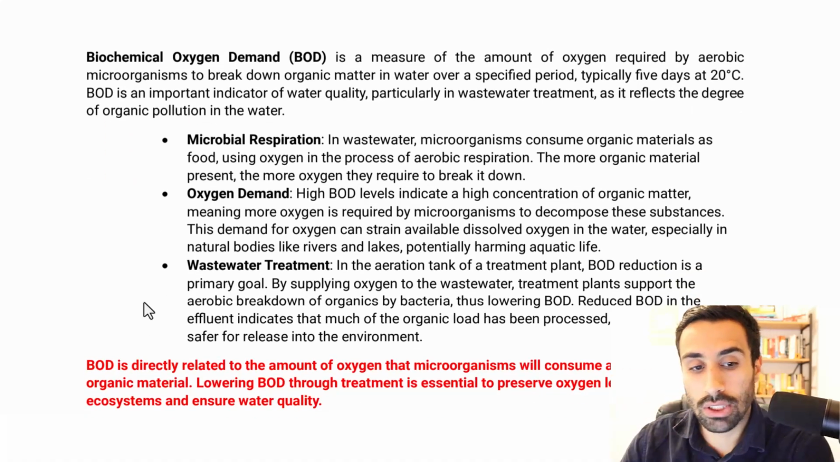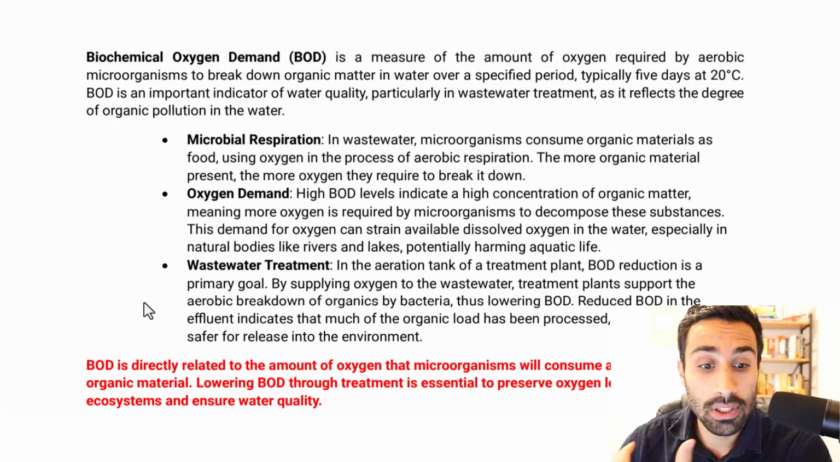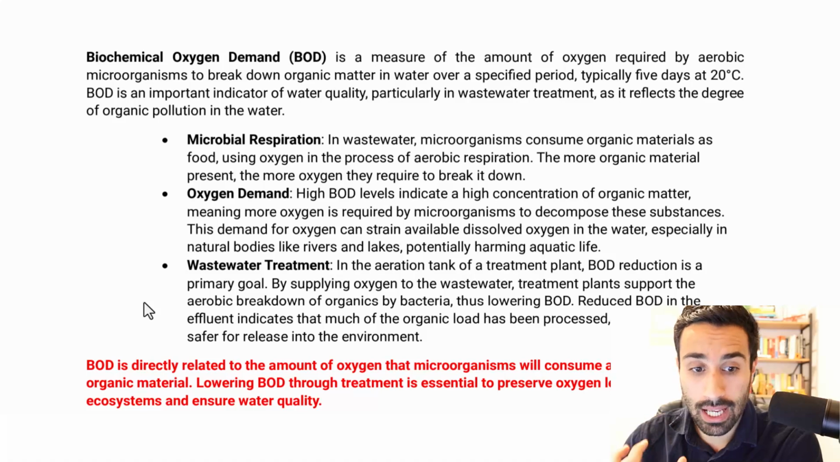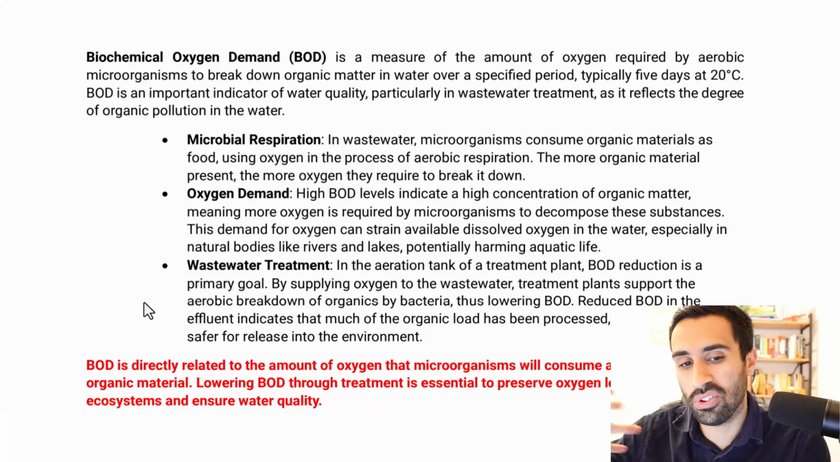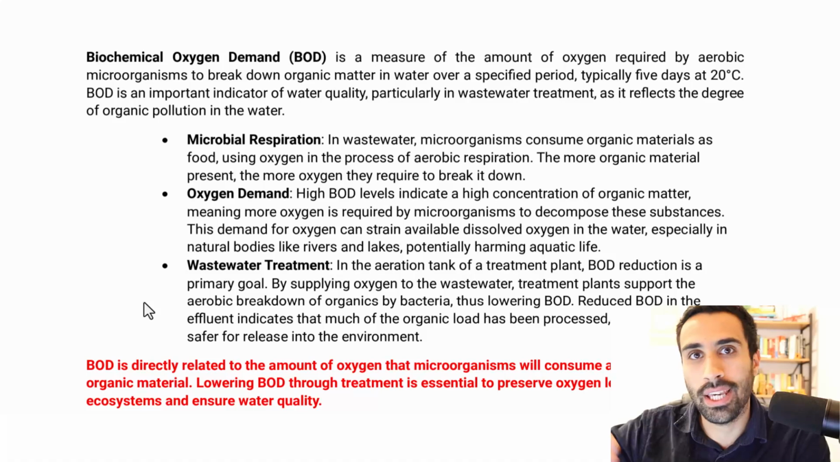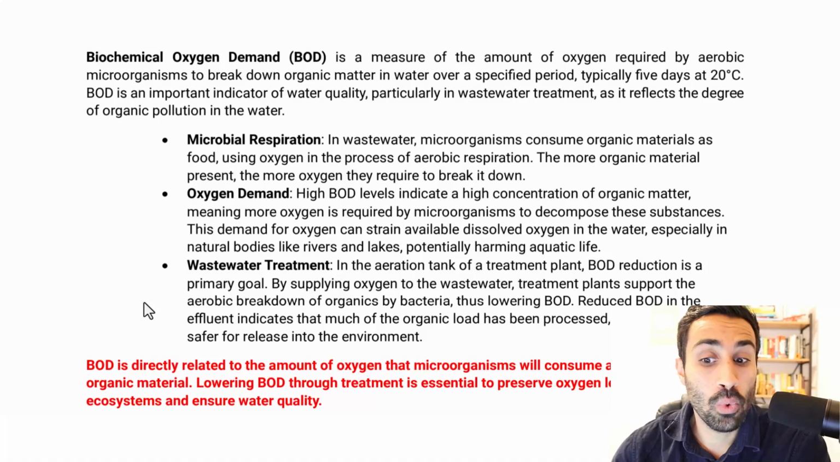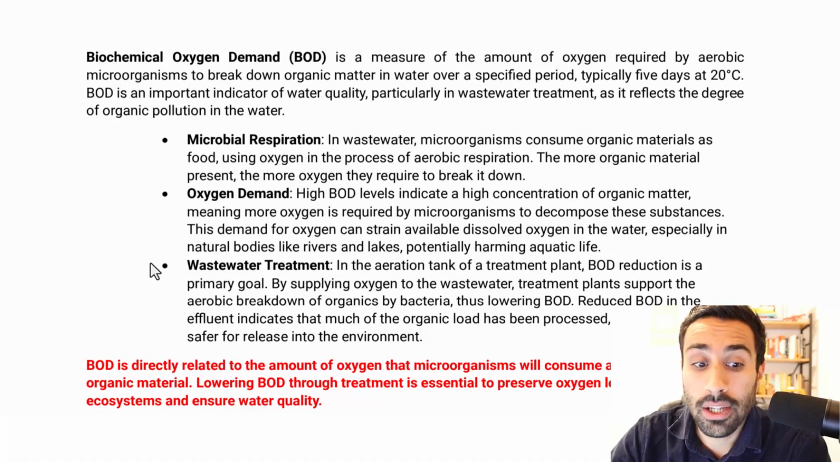So what's going on here? These are the major things we should know about microbial respiration. Microorganisms consume the organic materials, this is the pollutant, as food. So they eat the pollutant as food. But at the same time, they use oxygen. They need oxygen. Similar to us, in order for us to get energy, we need that oxygen. In this case, in order for the microorganisms to consume the organic materials, they need oxygen to ensure the process of aerobic respiration. And the more organic material that's present, the more oxygen they require to break it down. There is an oxygen demand.